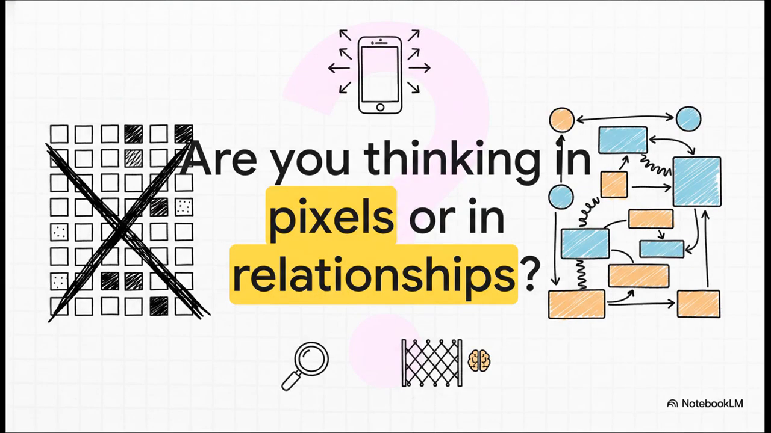So I'll leave you with this question. The biggest hurdle to mastering auto layout isn't learning the API, it's changing your entire mindset. So ask yourself, are you still trying to force pixels into a static grid, or have you started to think in terms of the dynamic relationships between your views? Because making that shift, that's everything.